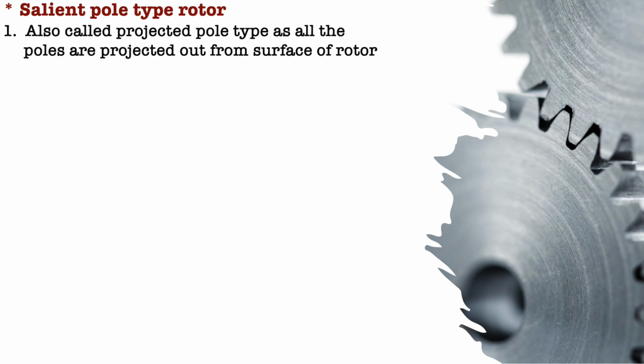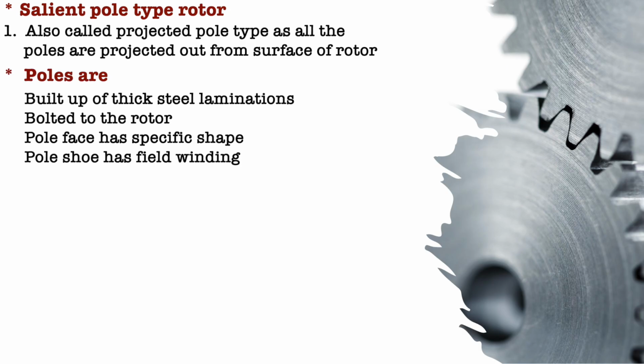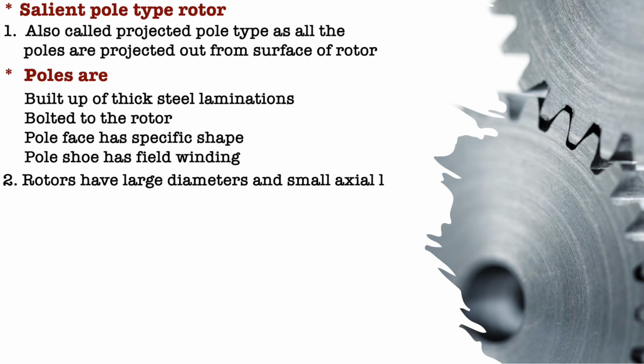In salient pole type rotor, projected poles are used. They are attached to the surface of the rotor. The poles are built up of thick steel laminations and they are bolted to the rotor. The pole face has a specific shape. The field winding is provided on the pole shoe. These rotors have large diameters and small axial lengths.